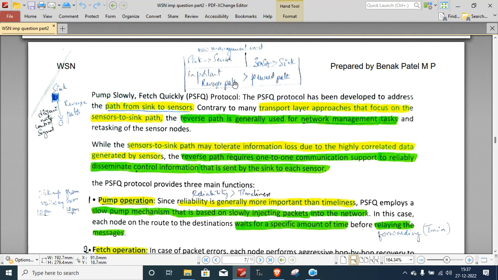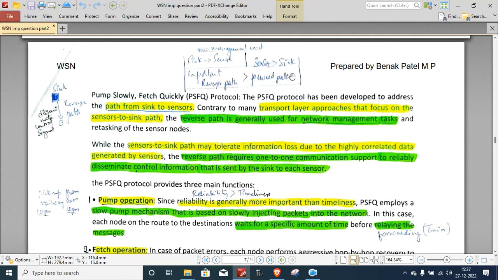This reverse path is quite important when compared to the forward path because during communication from sink to the sensor, the sink can send commands in order to manage the network. So network management commands are usually sent from sink to the sensors. That is why the reverse path is very much important compared to the forward path.